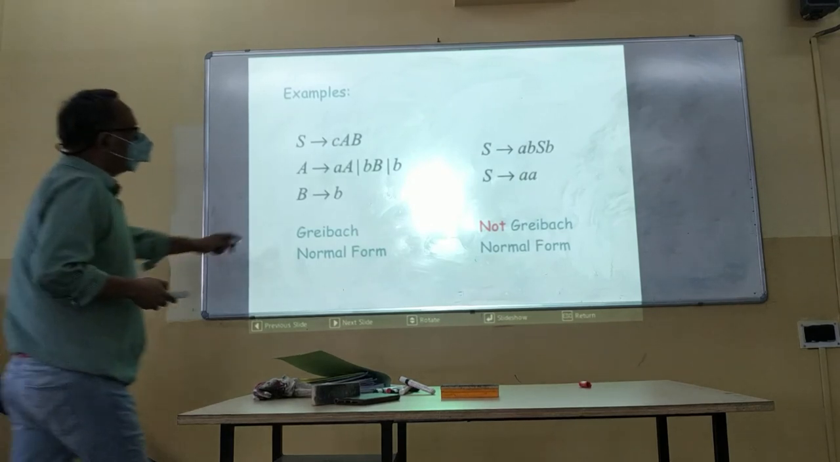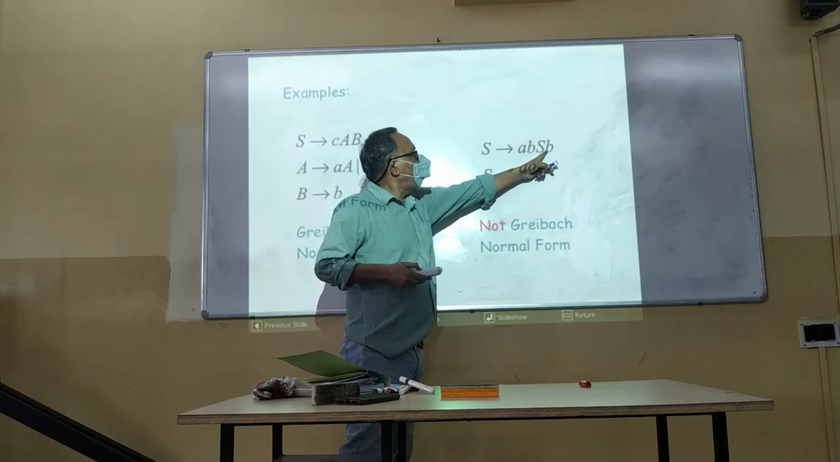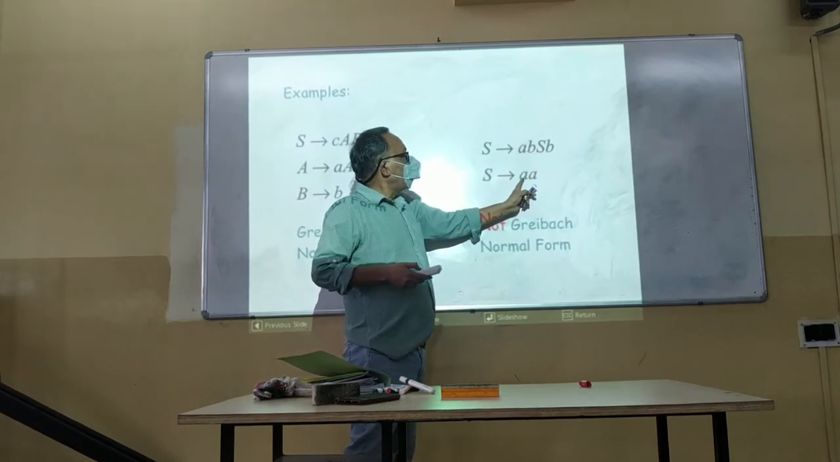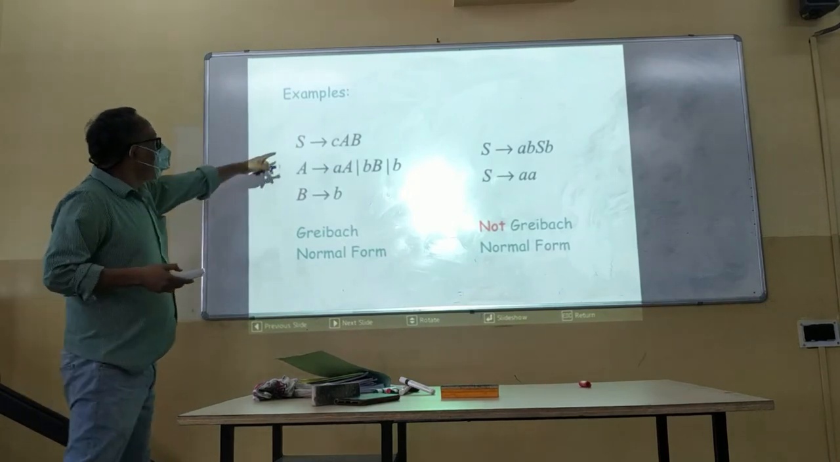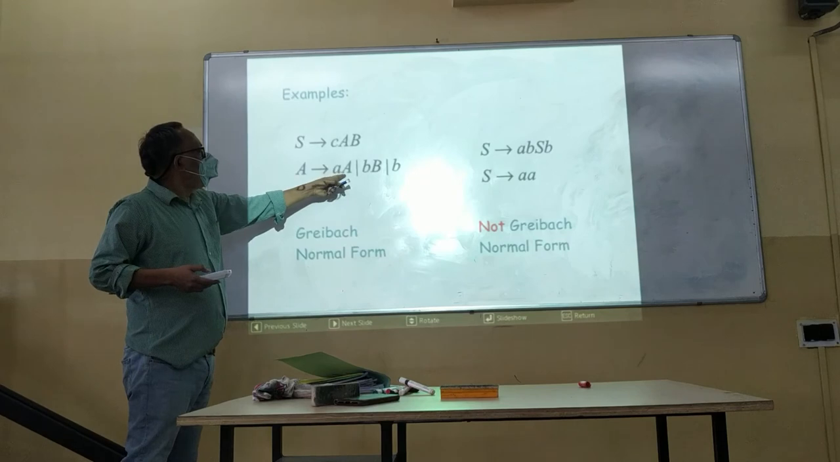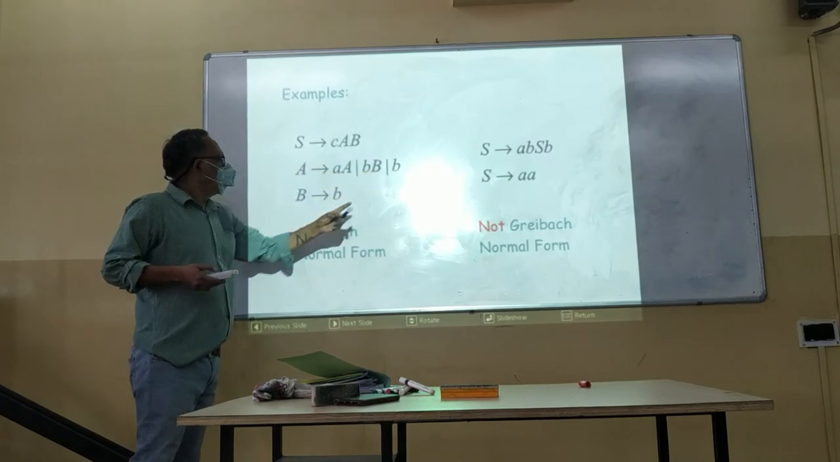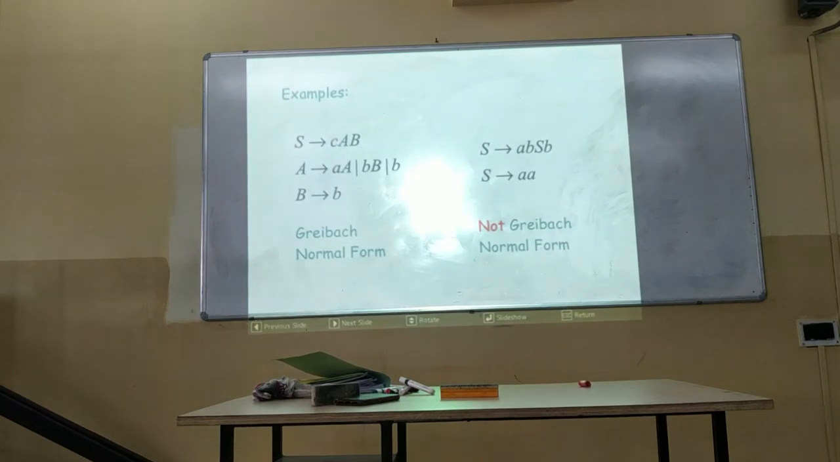This is not Greibach normal form because it should start with a terminal, not variables. It has two terminals, so this is not a Greibach normal form. This is Greibach normal form: start with terminal, two variables; terminal, one variable; terminal, one variable; terminal. So this is Greibach normal form. Again, Greibach normal form.